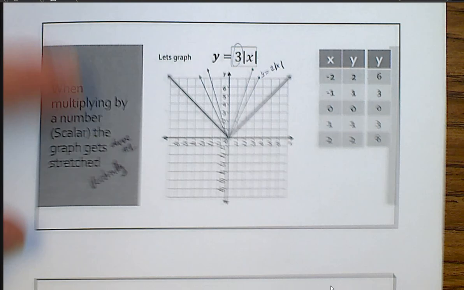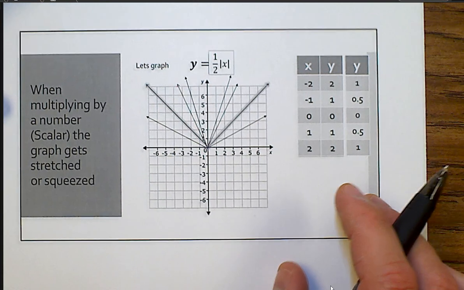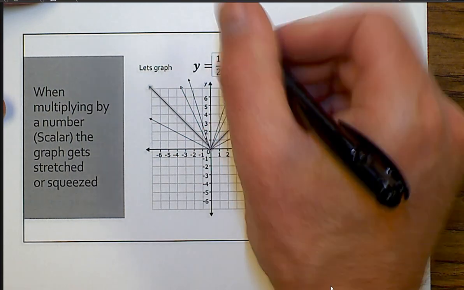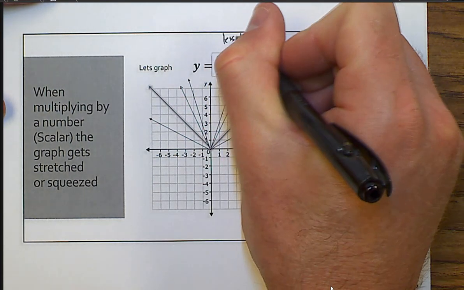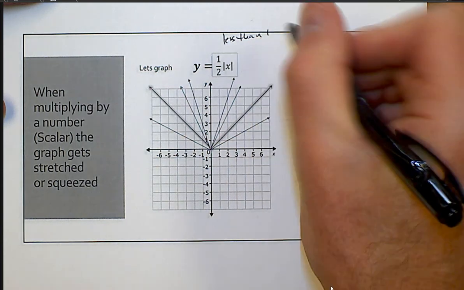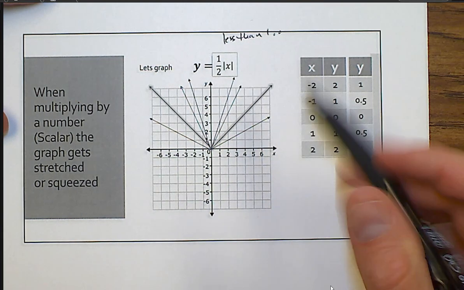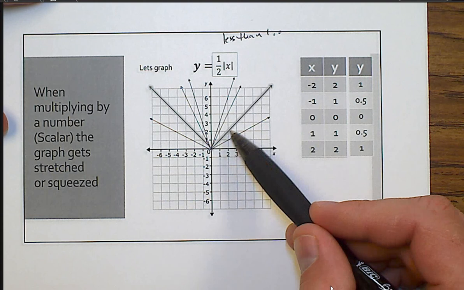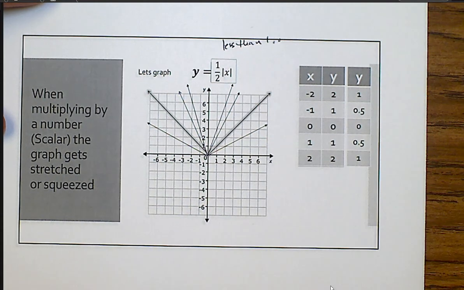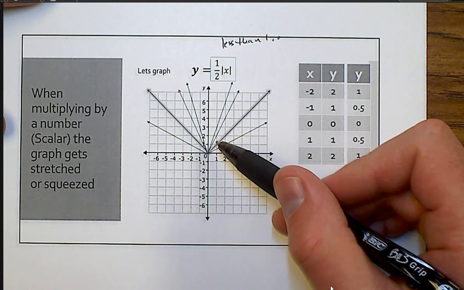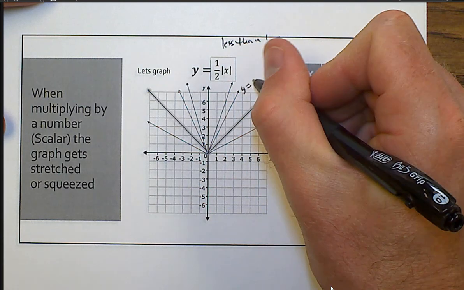So what happens when your scalar is less than 1? What's going to happen? Well, let's take a look. Here's the parent function in gray. Everybody can see that. And then you have, this was your y equals 2 times absolute value of x.